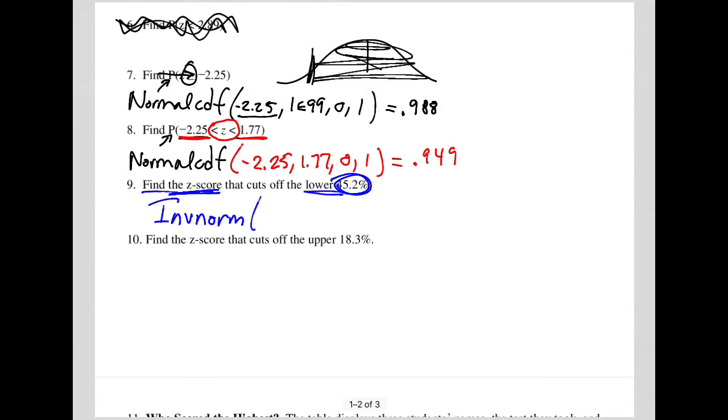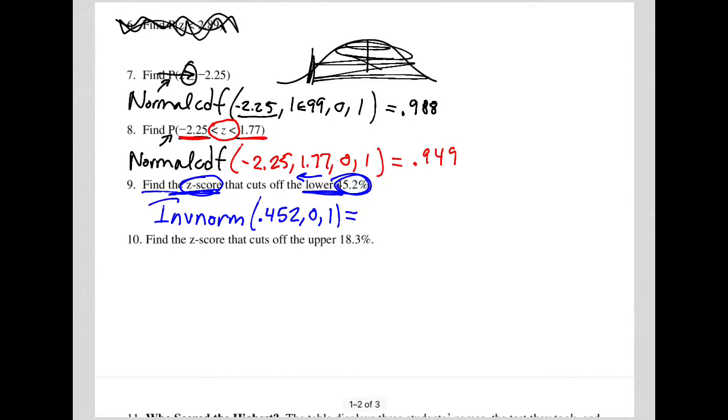And the lower 45.2%, well, that's already to the left if it's lower, so we're going to leave it as 0.452, comma the mean for a z-score, remember, is 0, standard deviation is 1. So now if we use inverse norm, same place we went before, which is second vars. Right below normal CDF is inverse norm, and we're putting in 0.452. Remember, you have to put it in as a decimal. It will not take it otherwise.